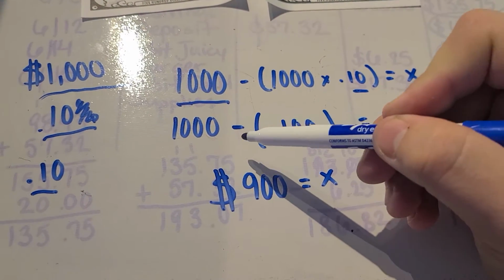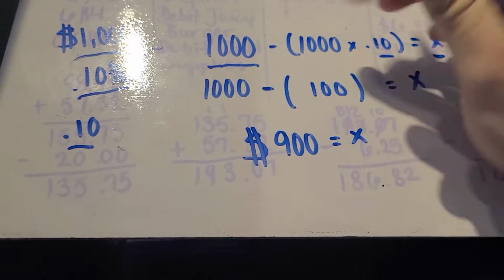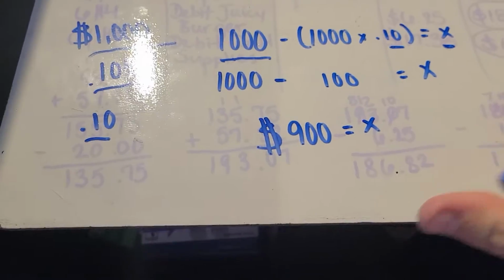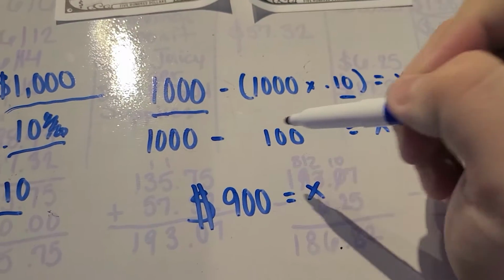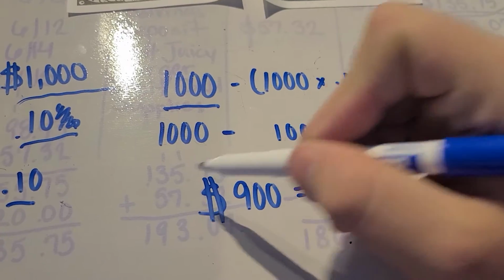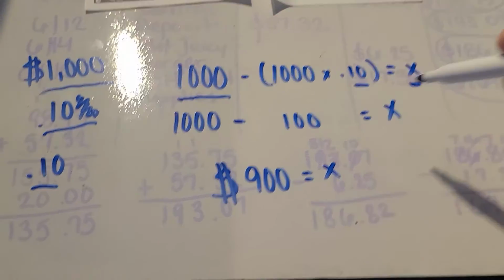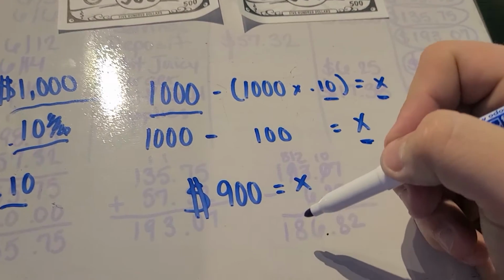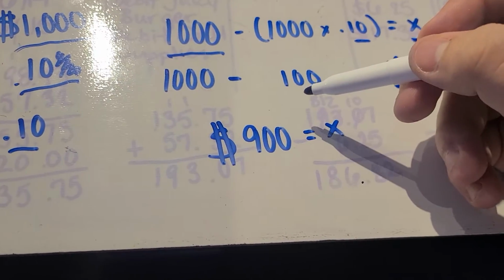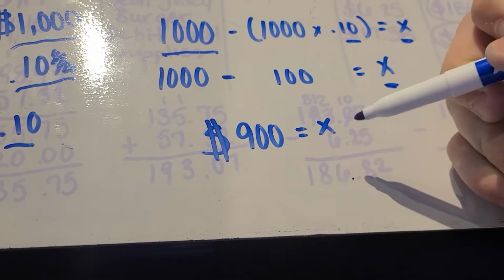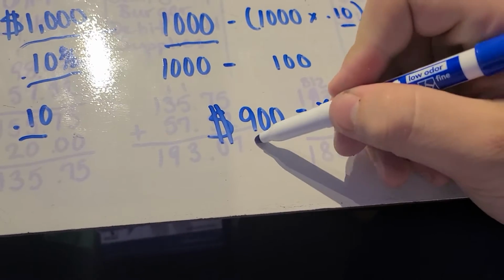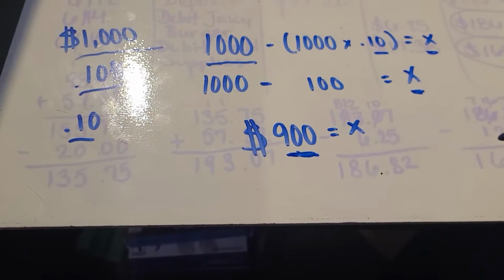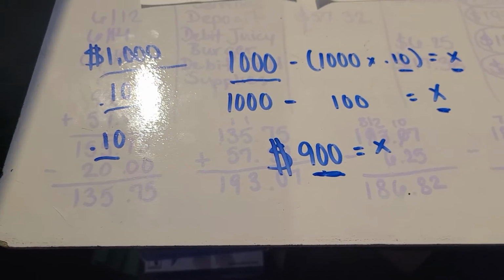It becomes 1,000 minus 100. At that point, we can take the parentheses away because we've solved in the order of operations. So it's going to be 1,000 minus 100 equals X. From there, we're going to look our way down. And easily, that's math you can solve. 1,000 minus 100 equals $900 equals X. So $900 is the amount of money I have earned after the income tax is taken out.